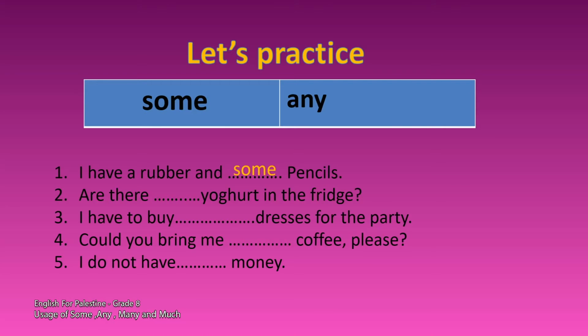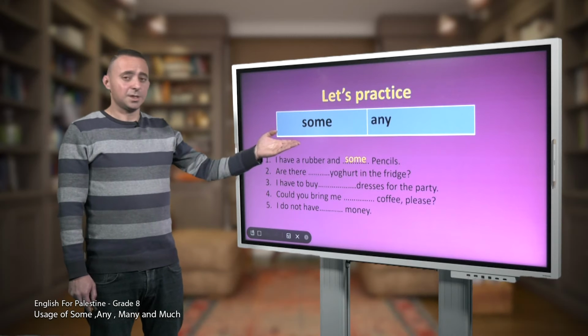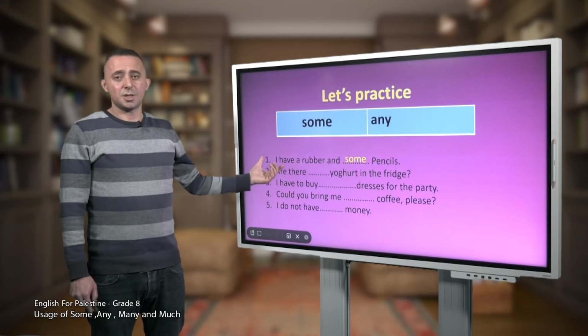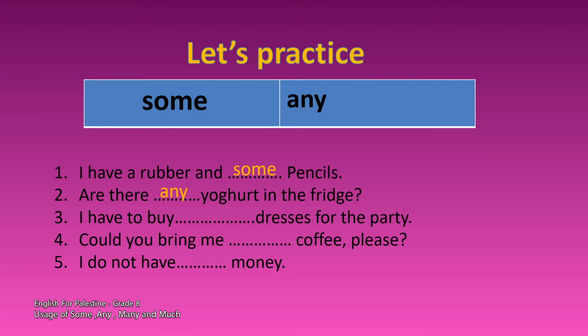What about number two? Are there any yogurt in the fridge? The word yogurt is an uncountable noun. And notice the sentence ends with a question mark. So in questions, do we use any or some? Very good, we use any. So we say, are there any yogurt in the fridge? 3. I have to buy some dresses for the party.